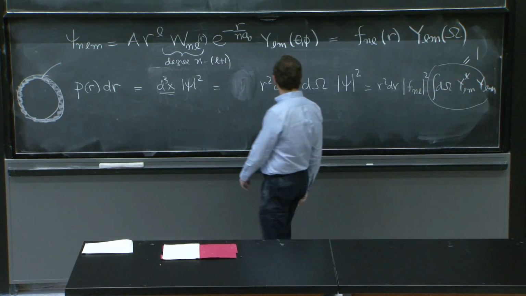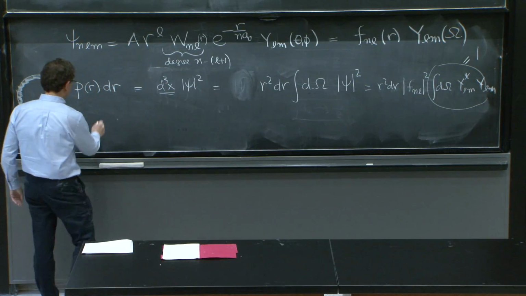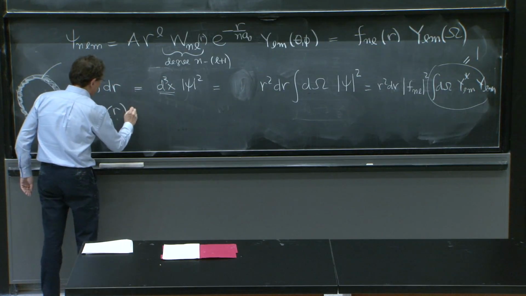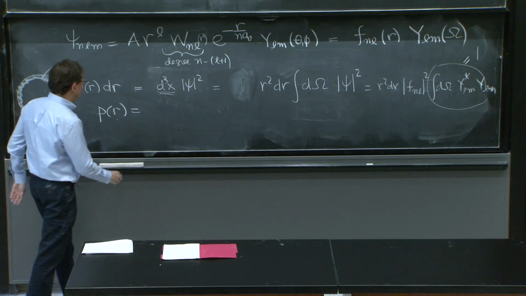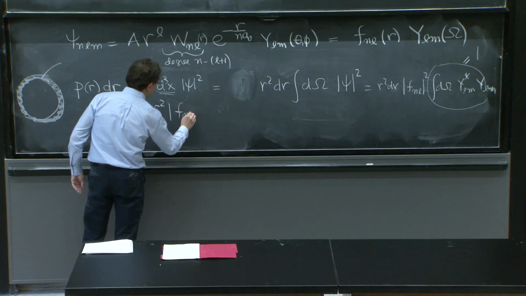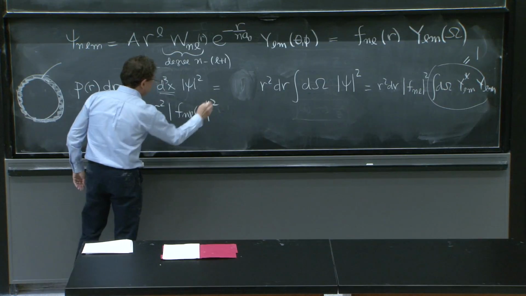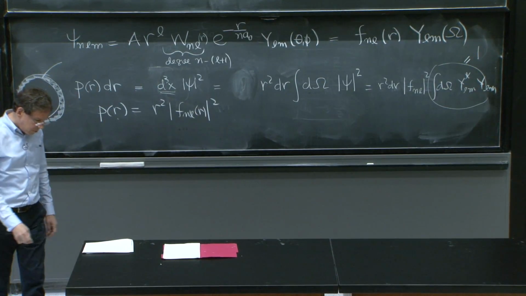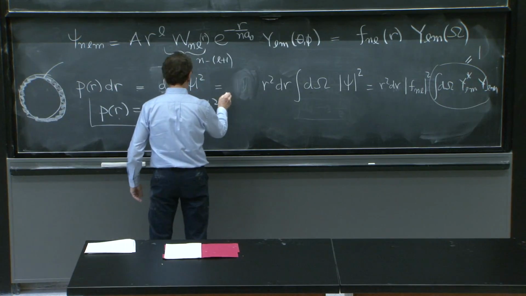Spherical harmonics are normalized. So now I can cancel the dr, and I get that the radial probability distribution, which is a nice concept, is really r squared f n l of r squared. Radial probability.